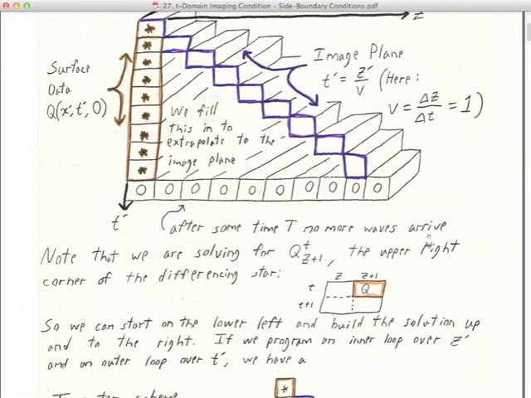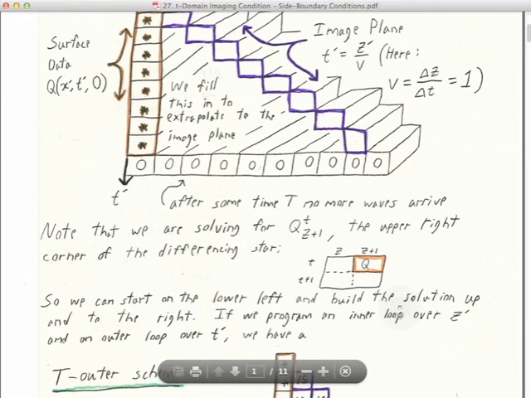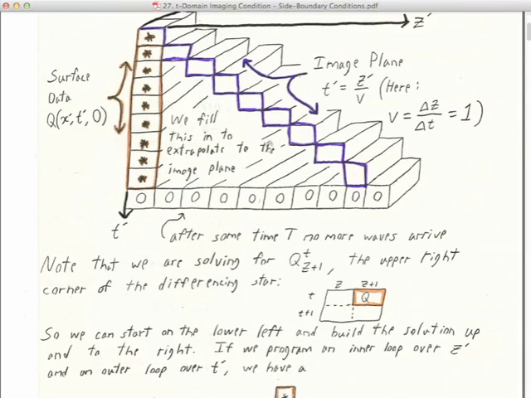Okay, so we are solving for q at t and z plus 1, which means in the differencing star, that is the upper right corner. And so we need to start somewhere where we know the lower left, the t and z, and the t plus 1 and z, and the z plus 1 and t plus 1. We need to start somewhere like that. And then we can fill in.